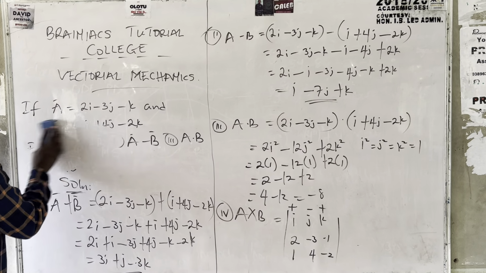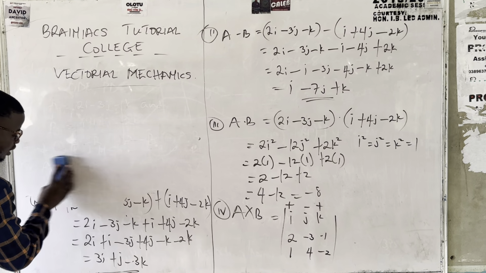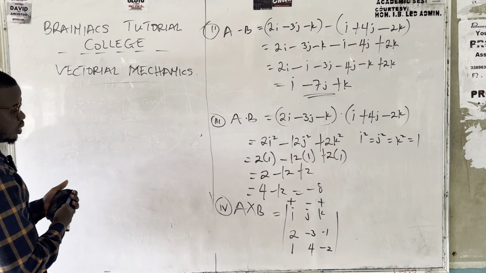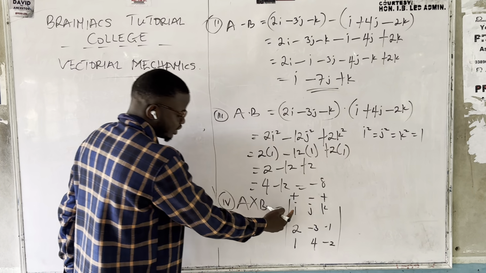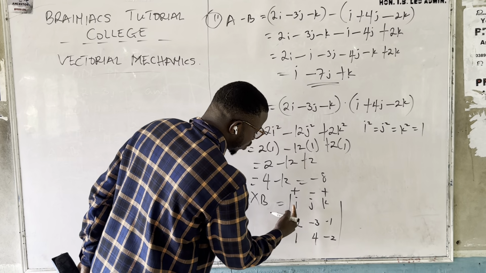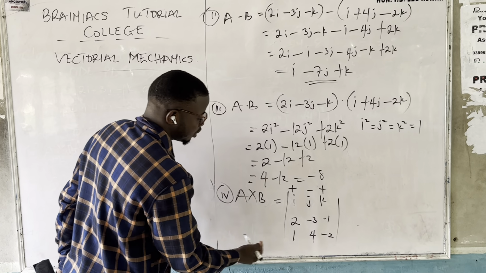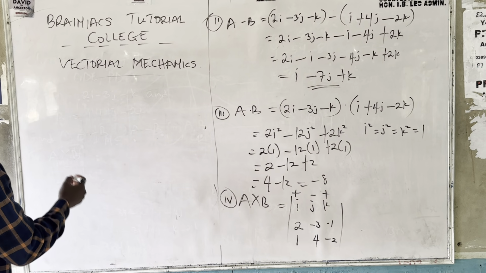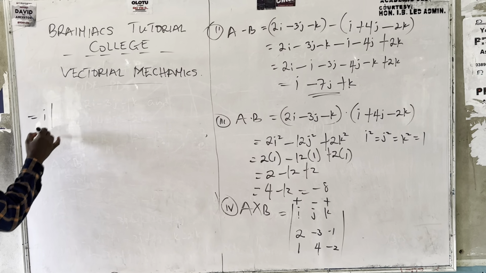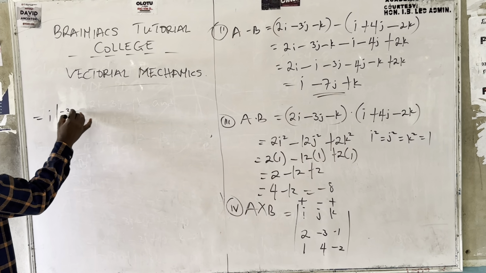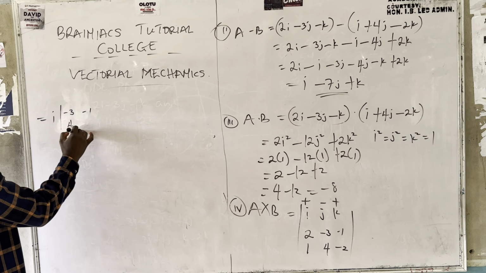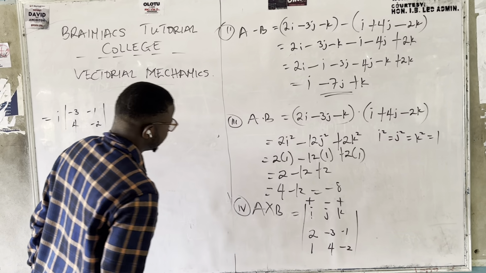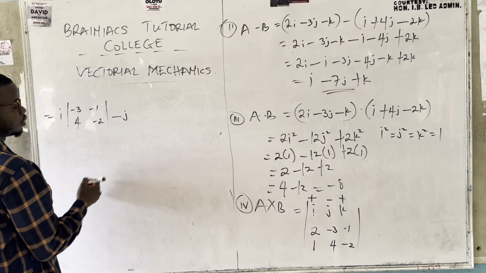Now using the determinant method, we'll come to this side. This will give us i, which is in this particular column and this row. We'll cover this column, then cover this row. So I'm going to be left with minus 3, minus 1, 4, then negative 2. So i will be outside there. We have minus 3, minus 1, then here we have 4, and here we have negative 2. And what we have here is negative, so that will be negative j.